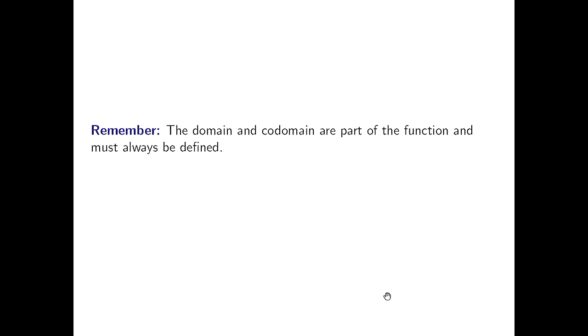So remember that for us, the domain and the codomain are part of the function. They always need to be defined. It's not a function without a domain and a codomain.